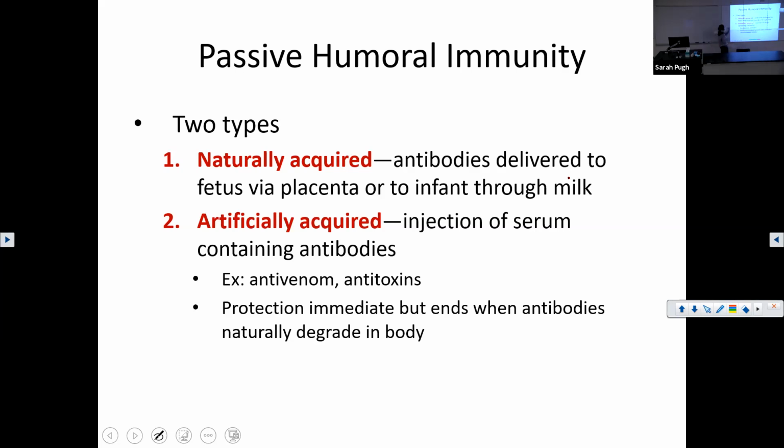So there's two types of passive immunity. There's artificially acquired and naturally acquired. So what we were just talking about, that's artificially acquired. It's injecting a serum of antibodies into somebody, like monoclonal antibodies. And again, the protection is immediate. You'll probably feel better immediately.